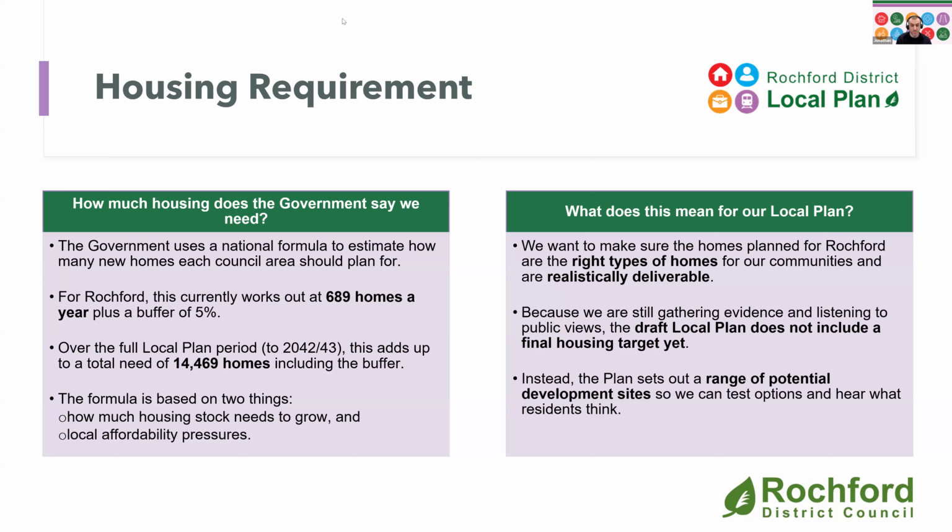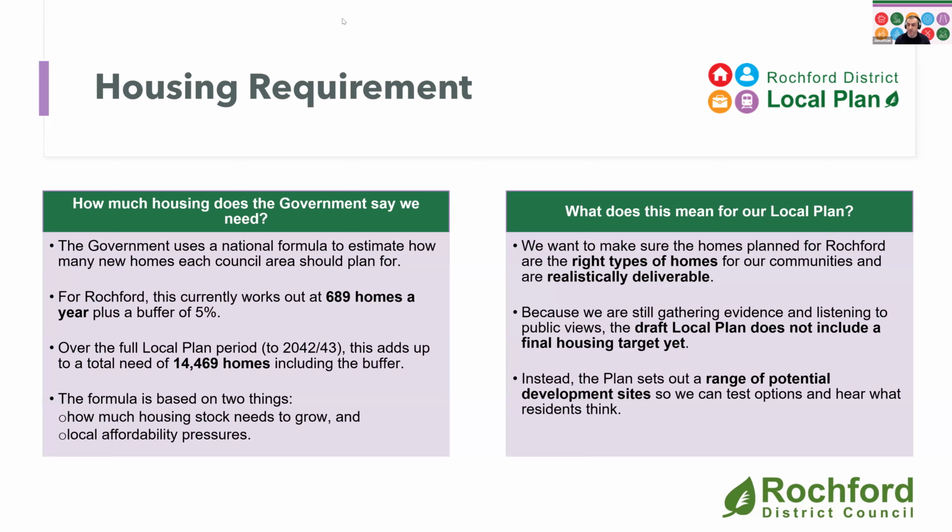What that means over the plan period, as I mentioned, is that we do need to prepare a plan for a minimum of 15 years, and that is 15 years from adoption. So there's some time added on for that, and we would need to account for almost 14,500 homes if we were to meet that government target. As I said, the formula itself is based on 2 principal things: how much housing stock needs to grow and local affordability pressures.